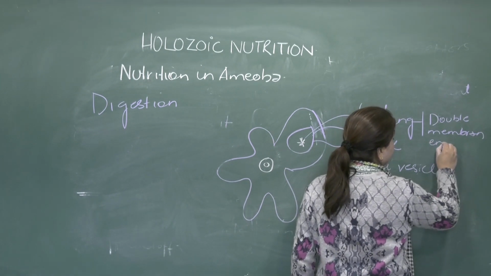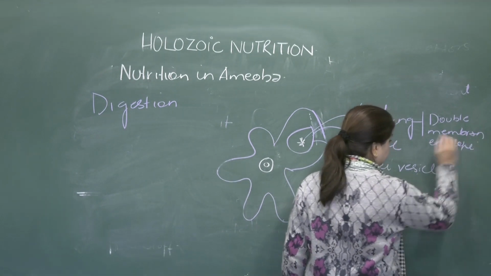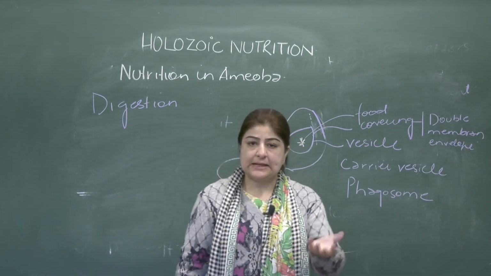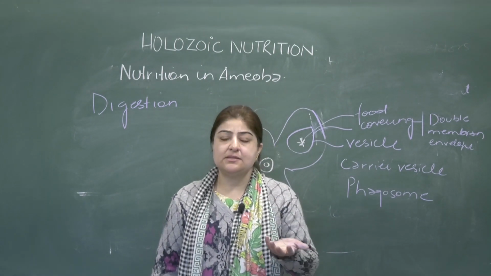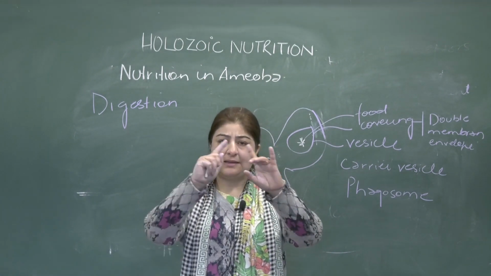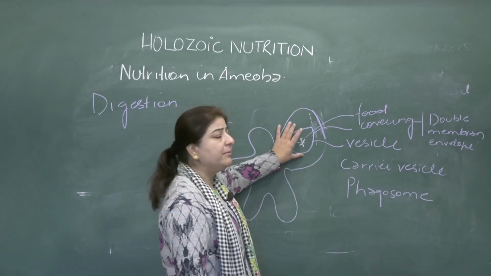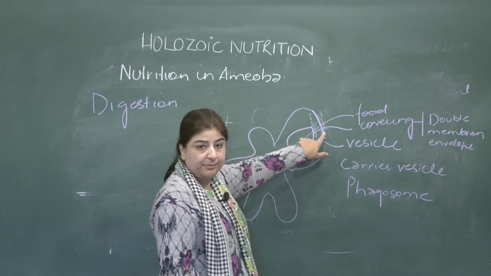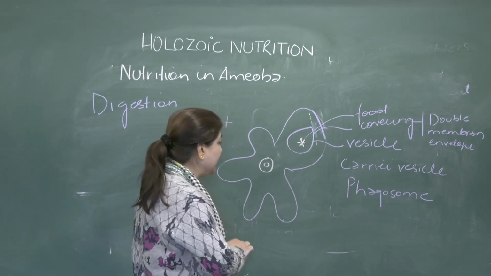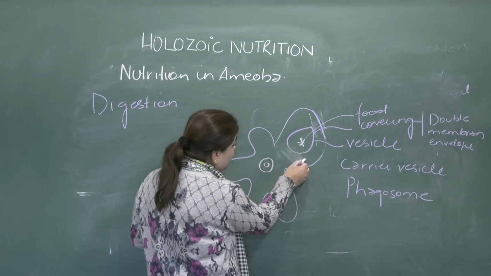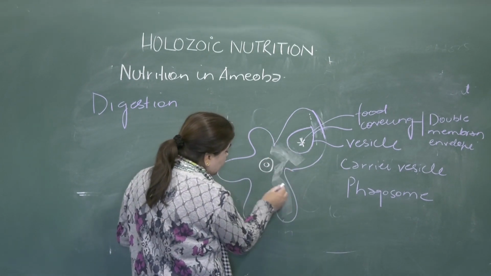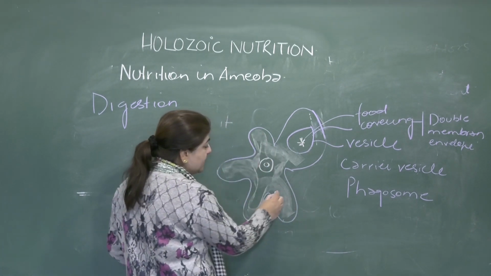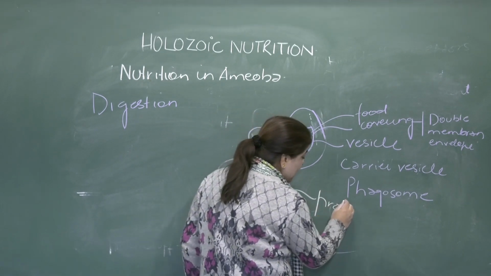So if a question comes like, what is a phagosome? A phagosome is basically a carrier vesicle that carries the food or the prey, and that is encircled by the double membrane covering, and the composition of this covering is the same as the plasma membrane. Now inside the amoeba you will find it is filled with a liquid substance, and this liquid substance is known as protoplasm.